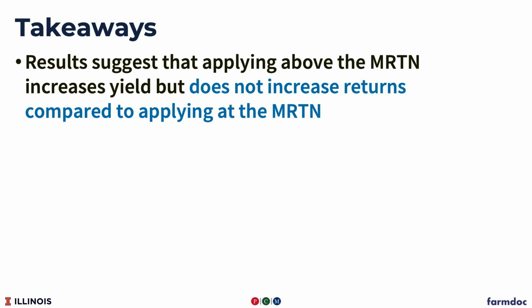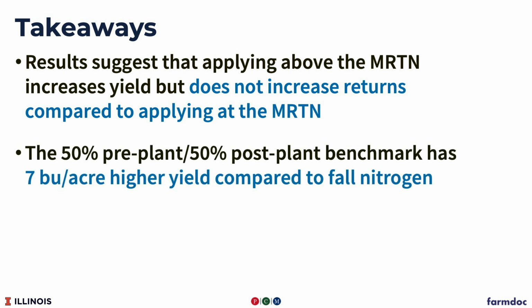So our main takeaways from our MRTN and nitrogen timing study: we find that the fields that receive an application of nitrogen above the MRTN profitable range do increase their yield, but it does not increase the returns on that field compared to those fields that are applying at the MRTN profitable range. We also find that 50% pre-plant, 50% post-plant nitrogen applications had higher yields, but we did not find any statistical difference in returns between any of the nitrogen timings in this study.